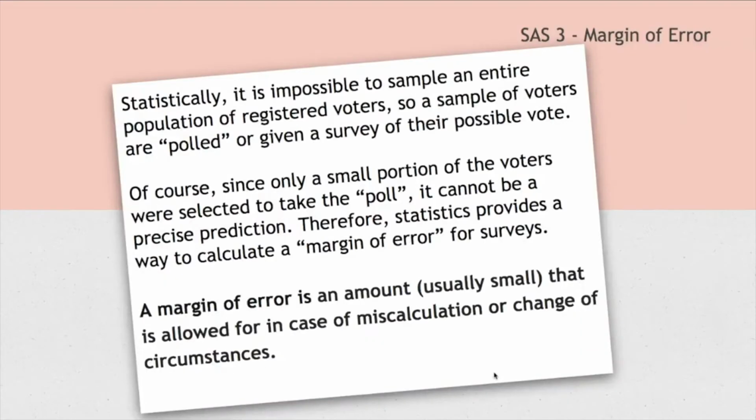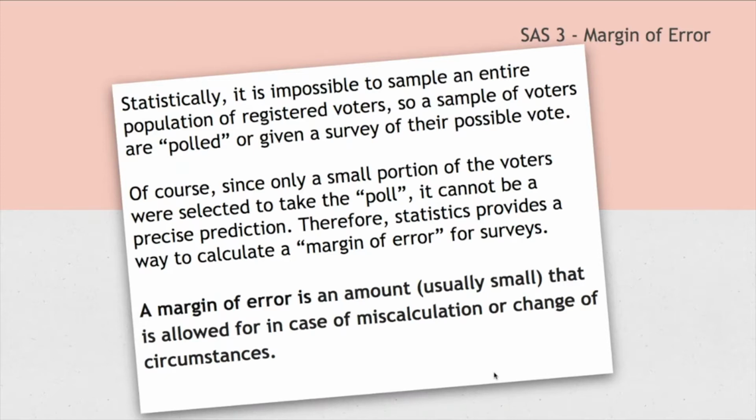All right. So statistically, it is impossible to sample an entire population of registered voters. So a sample of voters are polled or given a survey of their possible vote. Now, of course, since only a small portion of the voters were selected to take the poll, it cannot be a precise prediction. Therefore, statistics provides a way to calculate what's called a margin of error for surveys.